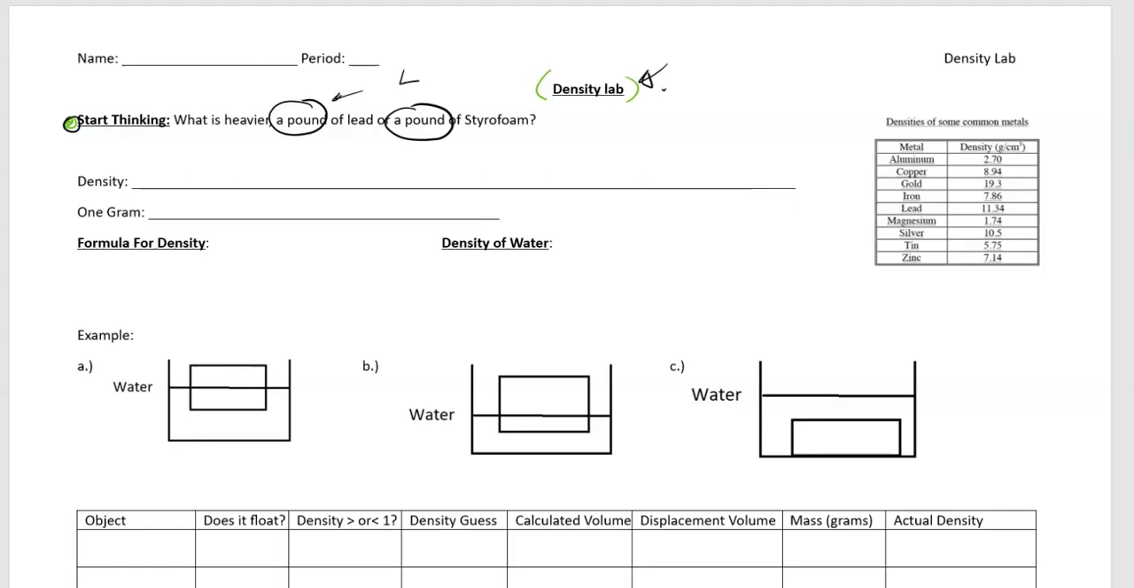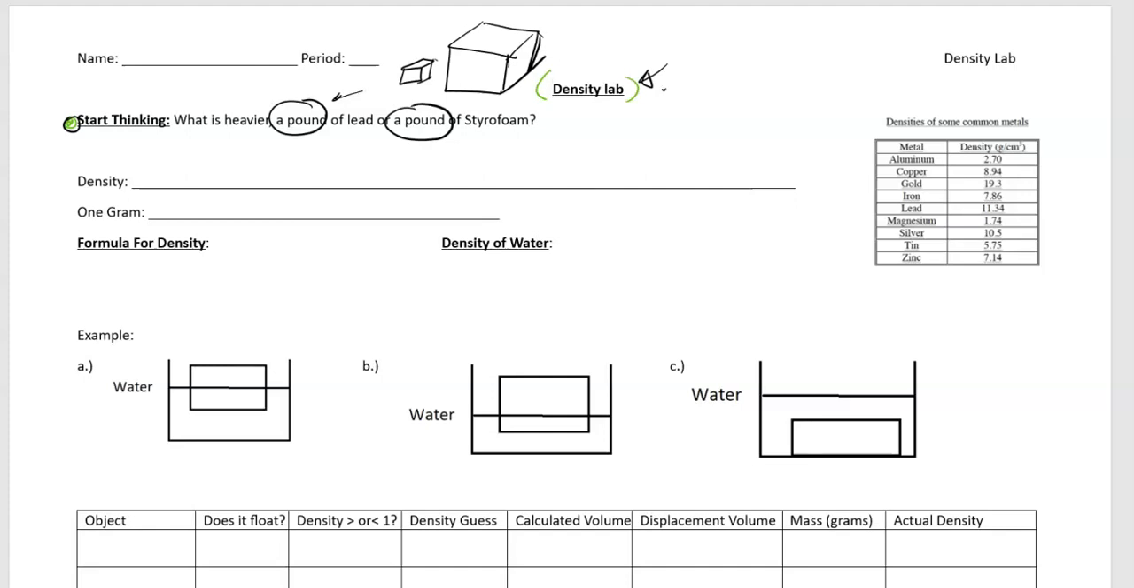a pound of lead is going to be much more compressed. You can get a pound of lead in a small volume, whereas a pound of styrofoam is going to be much, much bigger when we're looking at the volume that ends up being that same exact weight or mass. So why is that? It's because lead is going to be much, much more dense than styrofoam is.